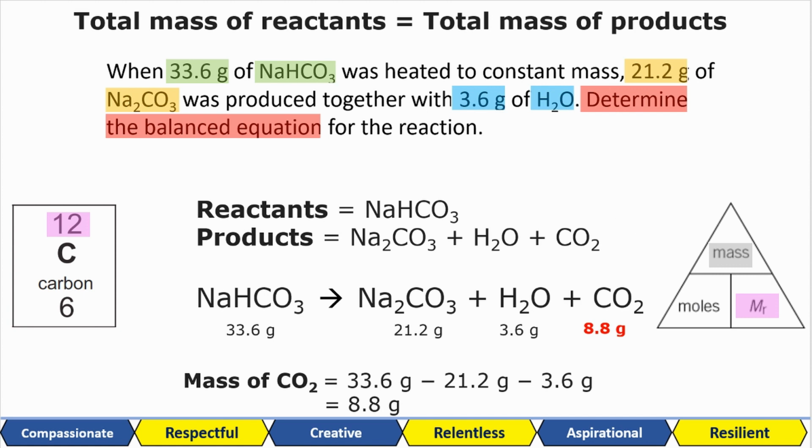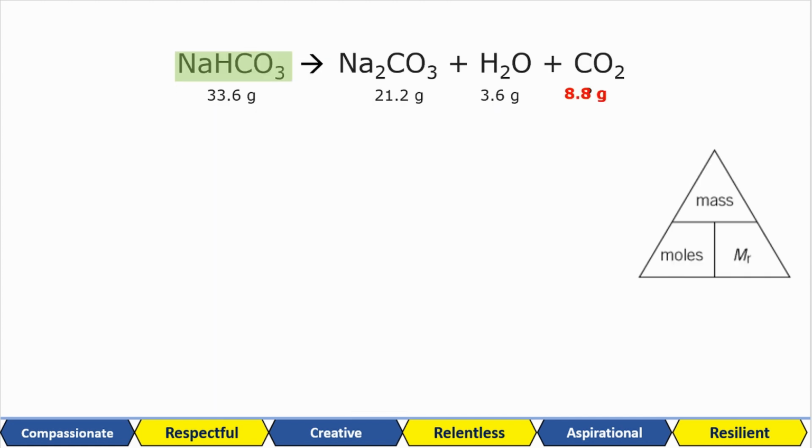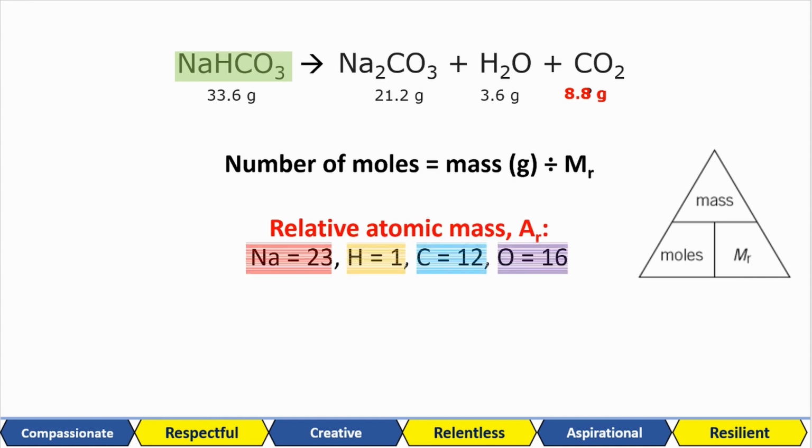We can work out the moles of each of our substances. We have the mass. Using our periodic table, we have our formula masses, so our molar masses for each of our substances to work out our moles. Let's first work out the moles of our sodium hydrogen carbonate. Moles equals mass over molar mass. You are usually given the RAMs, your relative atomic masses, in the questions. This should save you time checking it up on your periodic table.